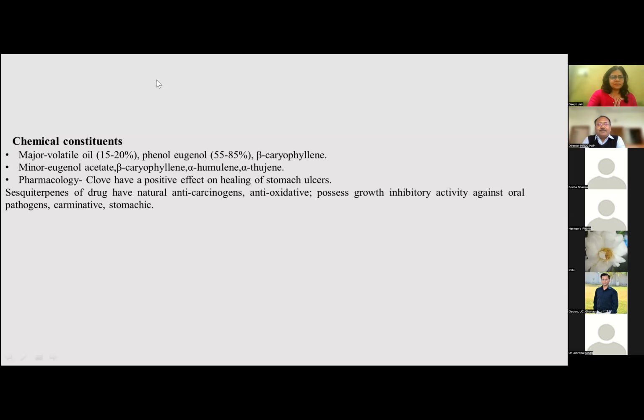Yes sir, it's visible. These are the major constituents which are present. Like eugenol is there, beta caryophyllene is there, which is a major volatile oil, and eugenol acetate, beta caryophyllene, alpha humulene, and alpha thiogen. So from its chemical constituents it is clear that it has some antimicrobial activity.